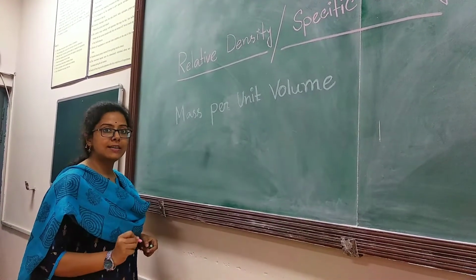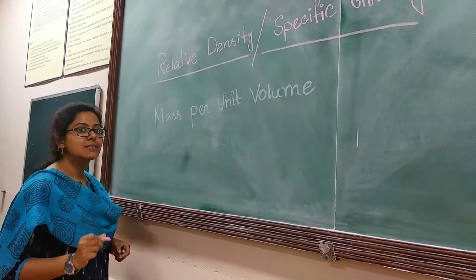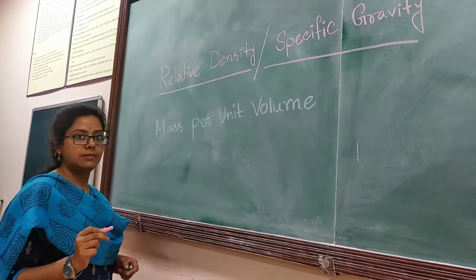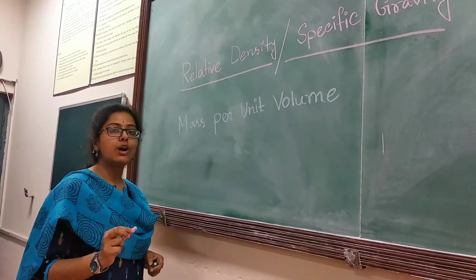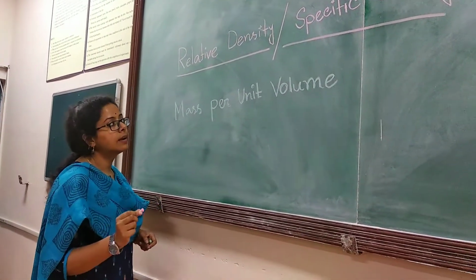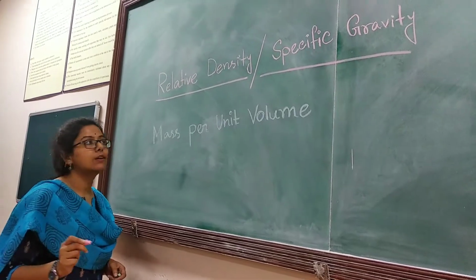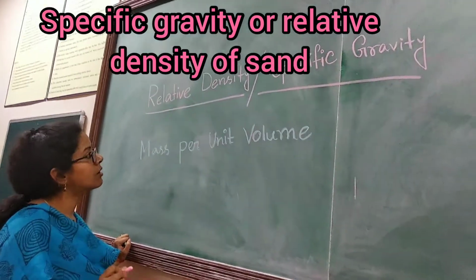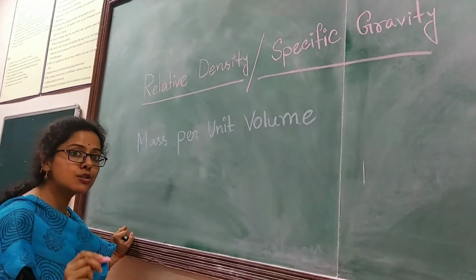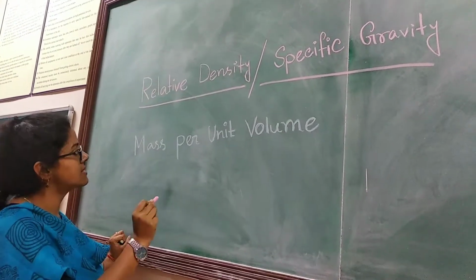We are going to conduct an experiment, that is specific gravity. So we are going to find the specific gravity of an object. Here we are taking sand. So what is specific gravity? Specific gravity is also called relative density.